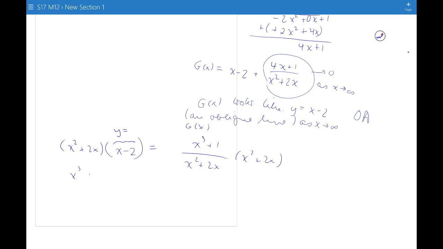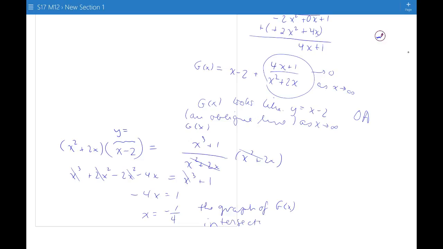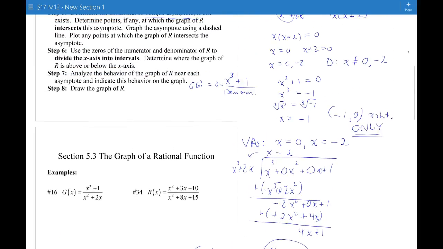So it looks like we're going to get x cubed plus 2x squared minus 2x squared minus 4x. We want to know, does that ever equal x cubed plus 1? And we get negative 4x equals 1. So it does happen when x equals negative 1/4. The graph of g of x intersects, or runs into, the oblique asymptote when x equals negative 1/4. And we can figure out where that point is and what the graph looks like together.